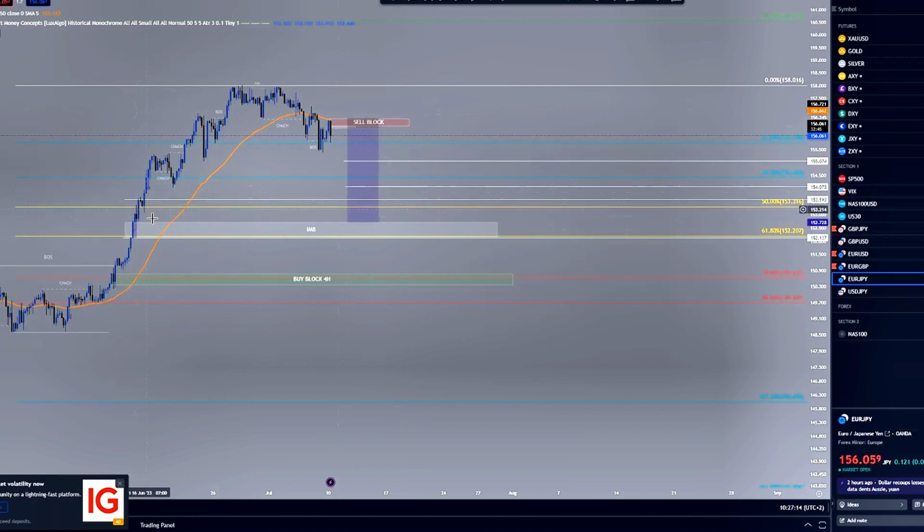Actually, because now on the 4 hour we have changed character. Now we have broken structure. Broken structure is a confirmation that it is going to the downside now. We're starting a little small downtrend. So it's good. It looks good.